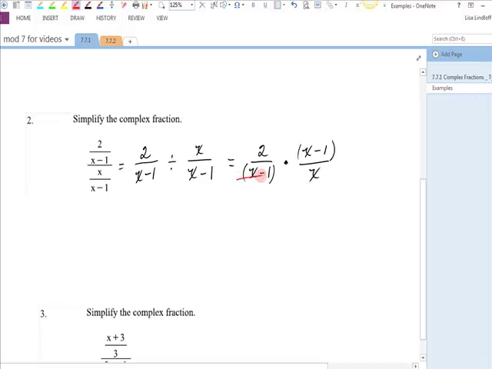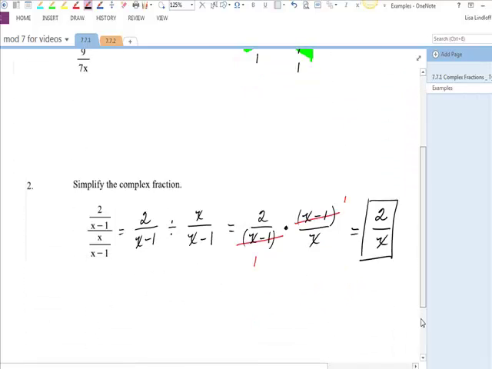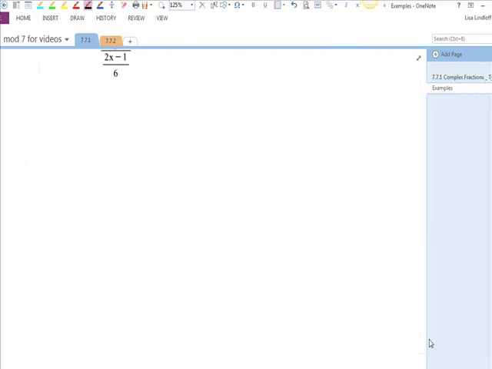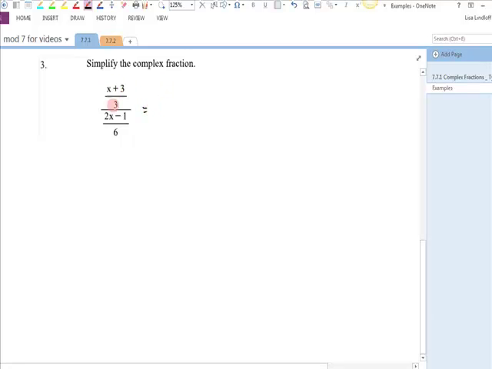So now I see if I can reduce. And sure enough, x minus 1 goes in there once. x minus 1 goes in there once. No other reducing. Multiply. 2 times 1 is 2. 1 times x is x. I'm done. That simplifies to 2 over x. Okay, let's go down to our last problem. It is type 1 because there's one fraction over one fraction. So I have x plus 3 over 3 divided by 2x minus 1 over 6.